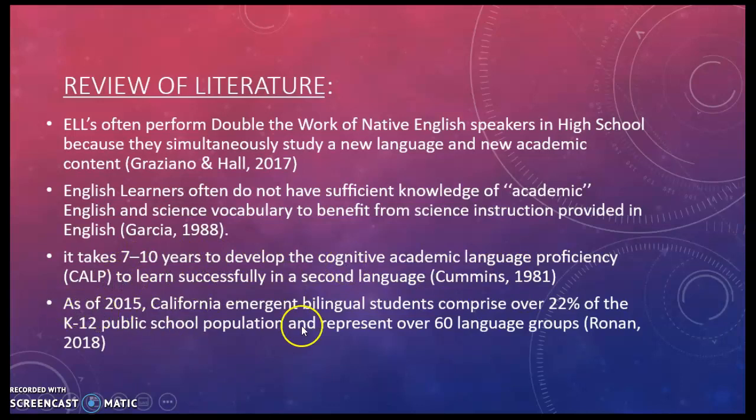As of 2015, California emergent bilingual students comprise over 22% of the K-12 public school population and represent over 60 language groups. This is important, 60 language groups, because it's going to be very difficult for teachers to provide information in each person's language. So the multimedia will help us.